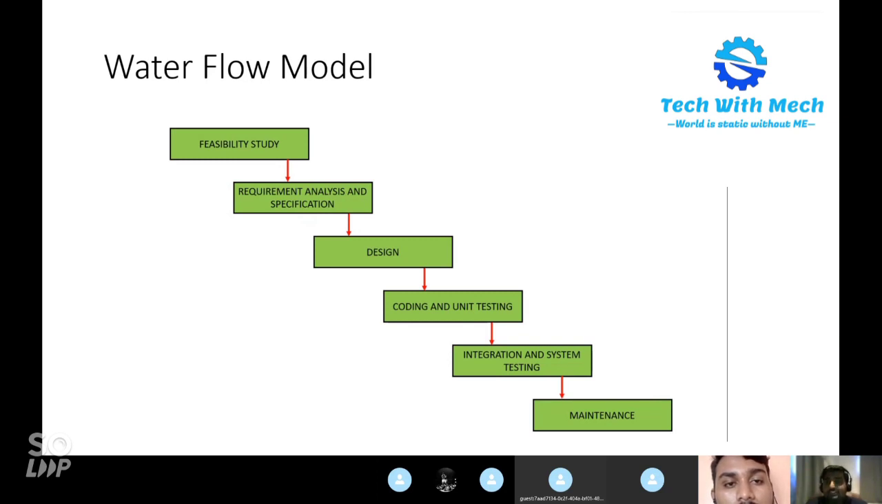Then comes system testing, where all the hardware they designed is put together and tested. Then they go for a release, and then there is the maintenance phase. If they find any bugs or anything, they plan for it.